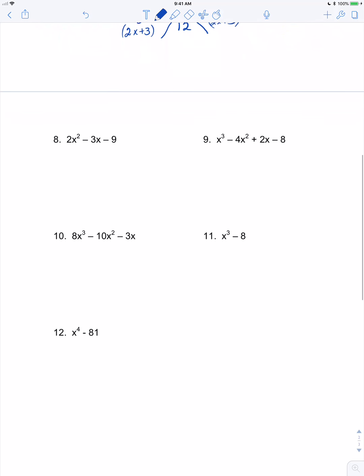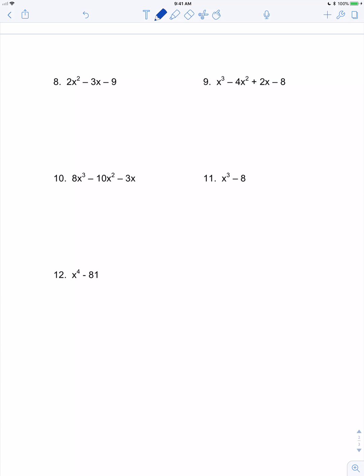Okay, let's look at a few more. Run through these. So again, we're going to use the big X method here. 2 times negative 9 is negative 18. B term is negative 3. Dividing both sides by 2. What times what's negative 18 that adds up to be a negative 3? Well, that's going to be negative 6 and positive 3.